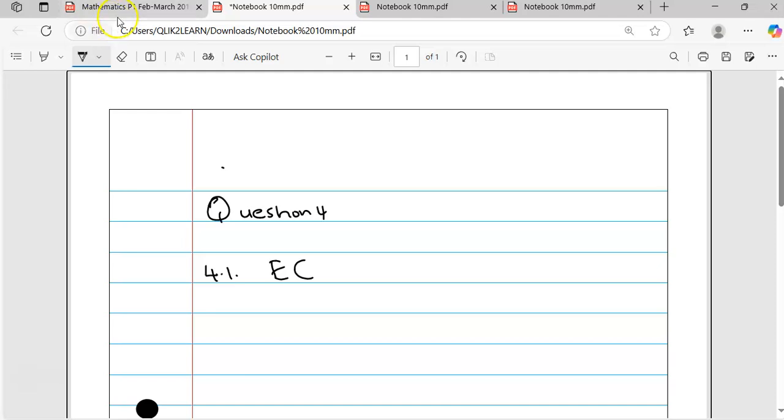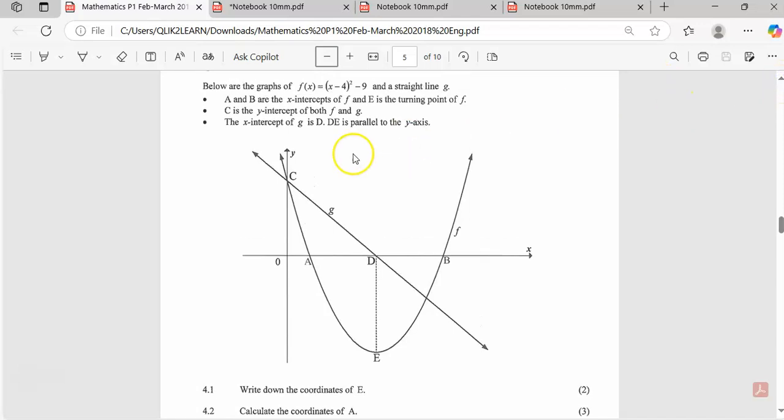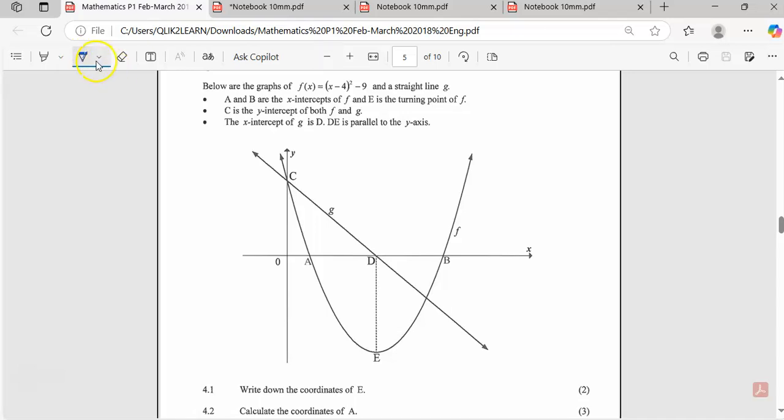So let's go back to the graph and check E. According to the given equation, remember that the graph of f of x can be written in the standard form a(x plus or minus p) squared plus q. E is your turning point, and the coordinates of the turning point are (p, q). So now we just have to check what p is.